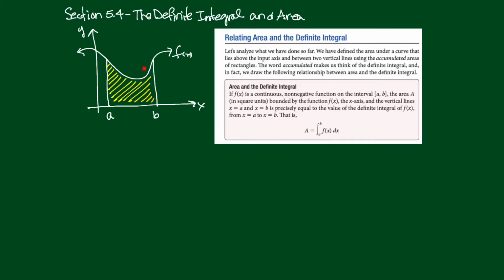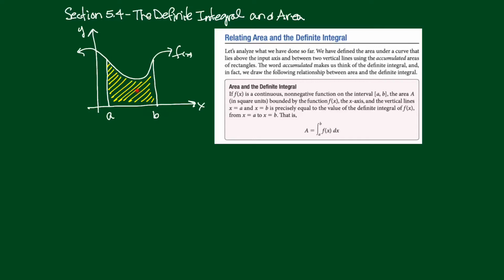Non-negative means it lies completely above the x-axis. So we've got a continuous function, non-negative, on the interval a to b, so that's us. Look what we have over here. We have a continuous function, it's non-negative, that means the curve lies completely above the x-axis, and on this interval, from a to b, we're going to define the area.